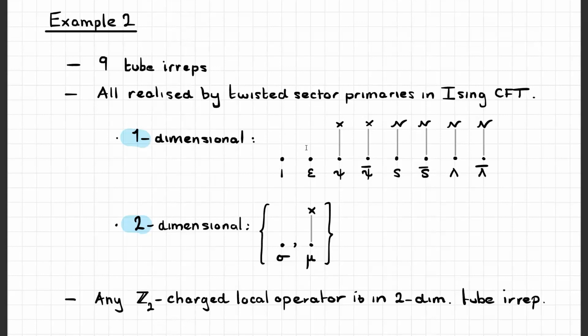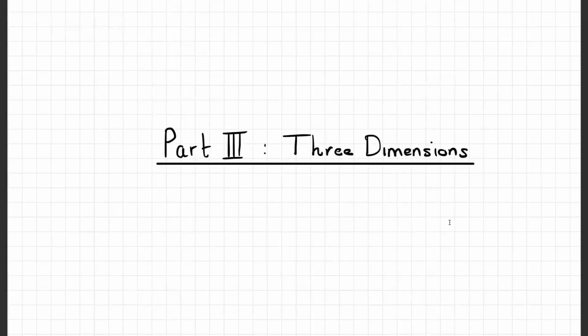So, one consequence that you can see by staring at this list is that if you have any genuine local operator, not twisted, that's charged under the invertible Z2 symmetry, then it has to transform in a two-dimensional tube irrep, namely this one here. The two genuine local operators at the top here are not charged under the Z2. The only way that can happen is if it transforms in a two-dimensional tube irreducible. Okay. So I think that's all I want to say about 2D. And so maybe I'll stop and see if there are any questions.